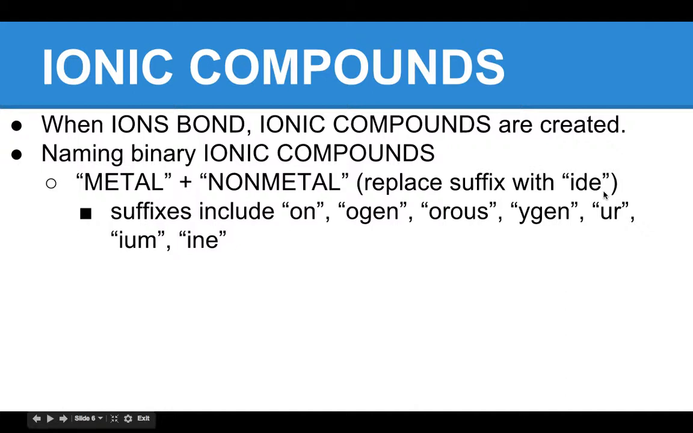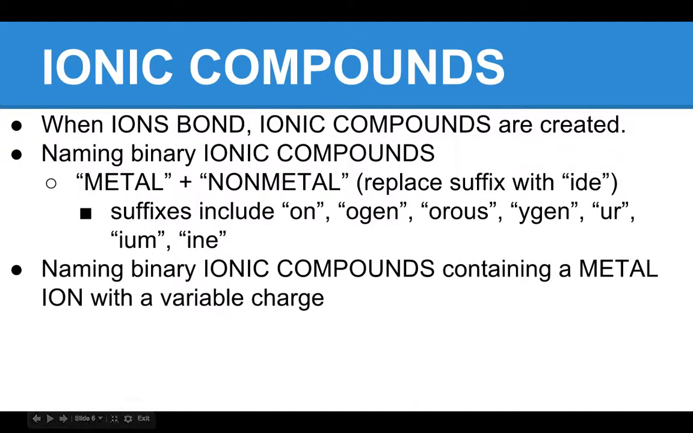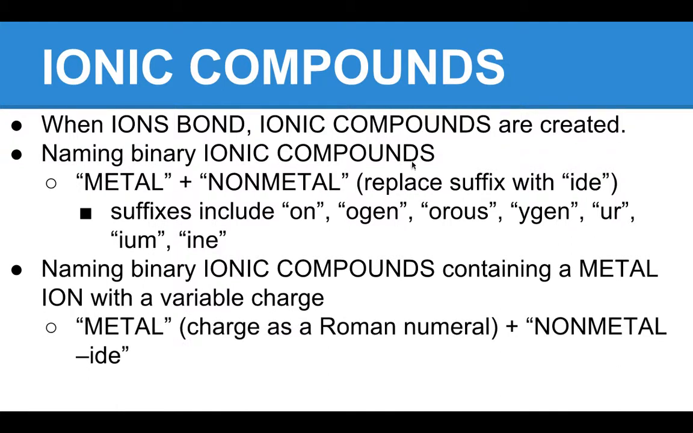Okay, and I'm going to show you an example to have this make more sense. If you were naming binary ionic compounds containing a metal ion with variable charge, which we're going to go over later on in the unit, this time you put the metal, and then you put the charge as a Roman numeral, plus the same nonmetal ion. But we're going to go over that later. Let's look at the examples for this first one right here.